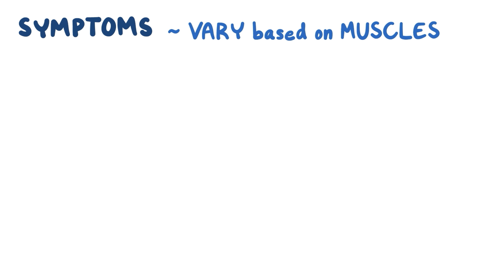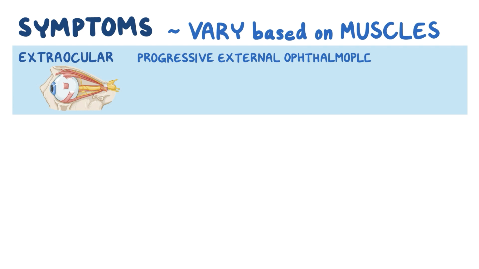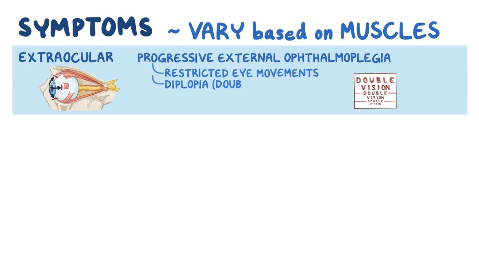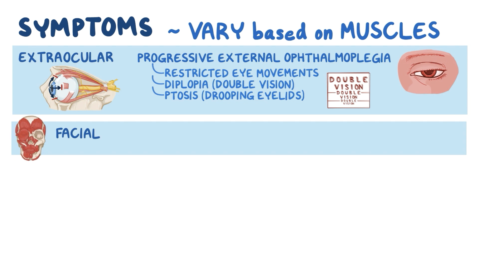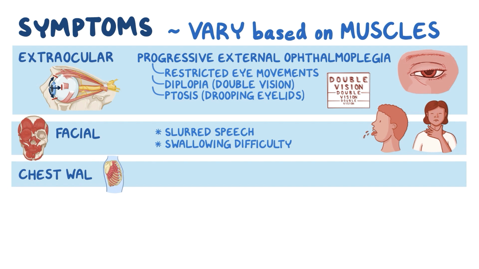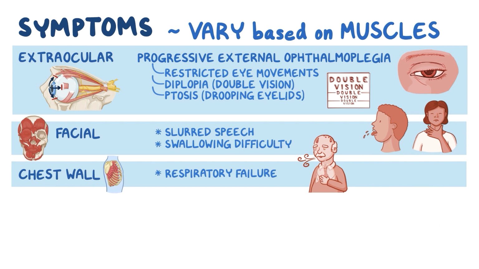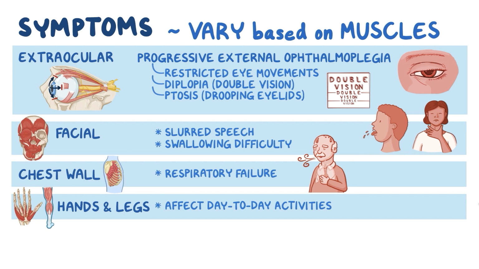In most individuals, the first to be affected are the extraocular muscles which control eye movements, which results in progressive external ophthalmoplegia. Symptoms of progressive external ophthalmoplegia include restricted eye movements, diplopia or double vision, and ptosis or drooping of eyelids. Facial muscle involvement can cause slurred speech and swallowing difficulty. Involvement of chest wall muscles results in respiratory failure. Involvement of muscles in the hands and legs can affect day-to-day activities like walking, eating, and writing.